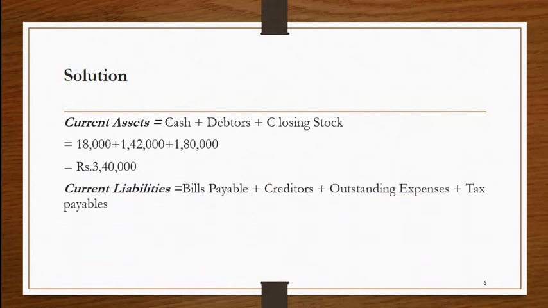To calculate all these ratios, first we need to calculate the current assets and current liabilities. Current assets. The current assets in the problem are cash, debtors, closing stock. So 18,000 plus 1,42,000 and 1,80,000 will give you rupees 3,40,000 as current assets. Then current liabilities. The current liabilities in this problem are bills payable, creditors, outstanding expenses and tax payables. So add them all, then you'll get rupees 1,67,000 as current liabilities.